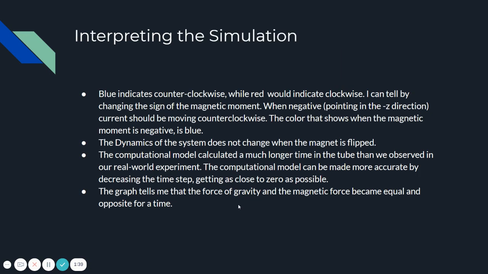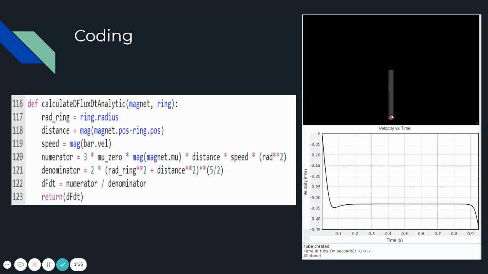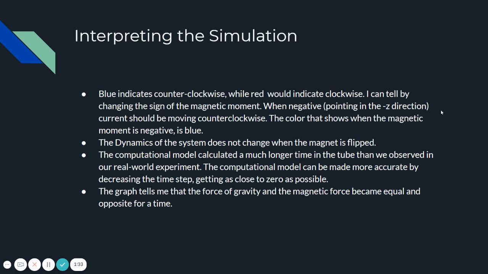Okay, interpreting the simulation. The blue part here, so when this turns blue, indicates counterclockwise, while red would indicate clockwise. I can tell by the changing of the sign of the magnetic moment. So when it's negative, which means the magnetic moment is pointing in the negative z direction, the current should be moving counterclockwise. The color that shows when the magnetic moment is negative is blue.